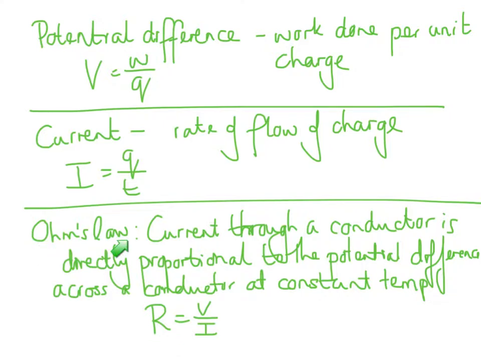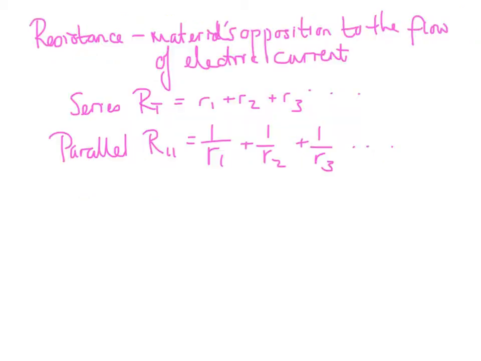Ohm's law states that the current through a conductor is directly proportional to the potential difference across a conductor at a constant temperature, which means that resistance is equal to V divided by I. Notice the constant temperature is important. What is resistance? It is defined as a material's opposition to the flow of an electric current.